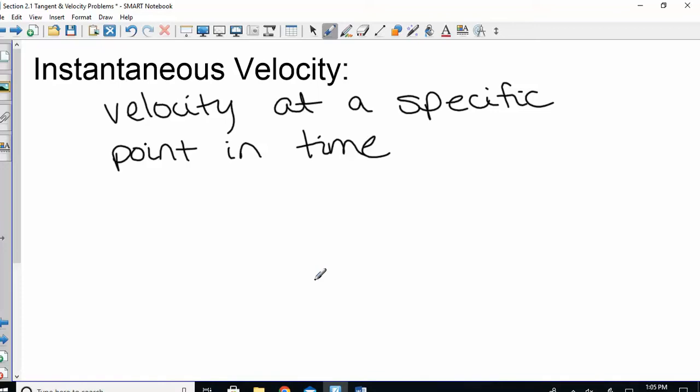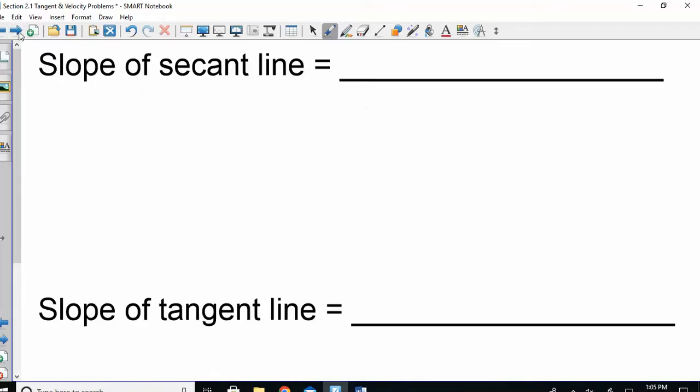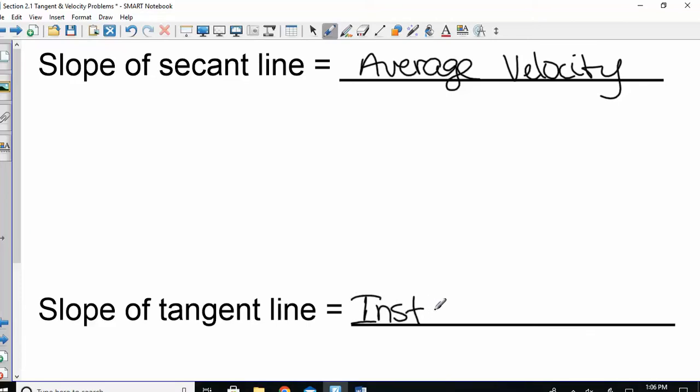In terms of tangent lines and secant lines, which one was the one where you took 2 points on the curve? Yeah. So the slope of a secant line is the average velocity when you have 2 actual points on the curve. The one we're trying to approximate is the slope of the tangent line, and that is instantaneous velocity. Okay.